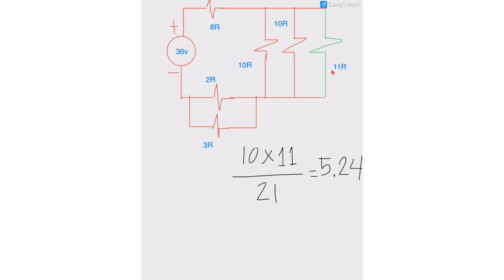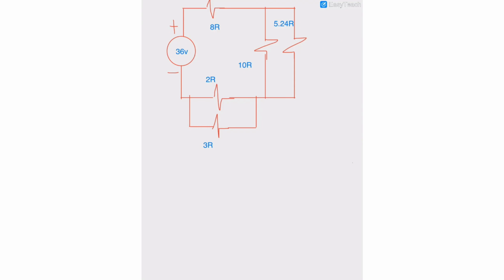So let's proceed to our next redraw. If this is 5.24 ohms, we can just edit this diagram. So this would be our second redraw. We replaced the two resistor section with 5.24 ohms. Next, we simplify the circuit again.